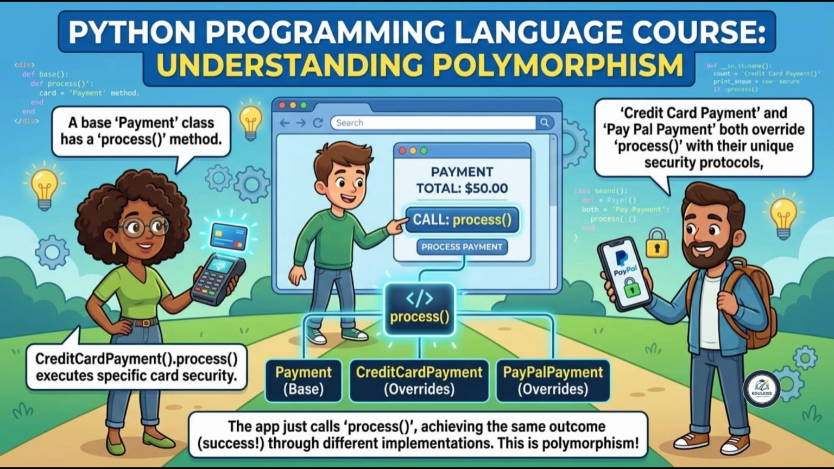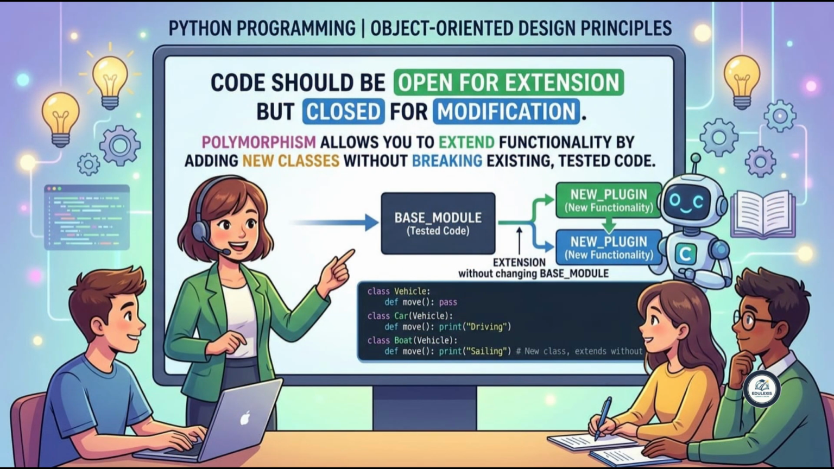Think of a payment system. A base Payment class has a process method. CreditCardPayment and PayPalPayment both override process with their unique security protocols, but the app just calls process.